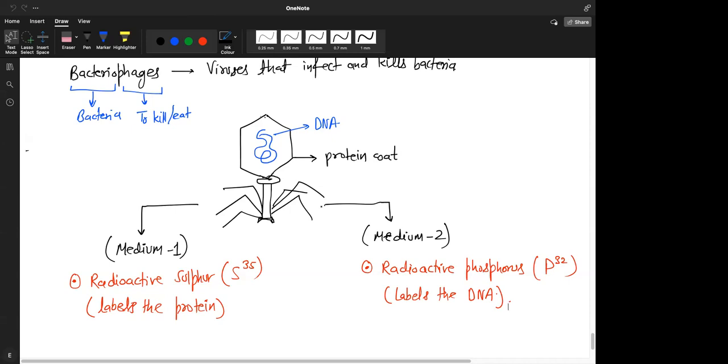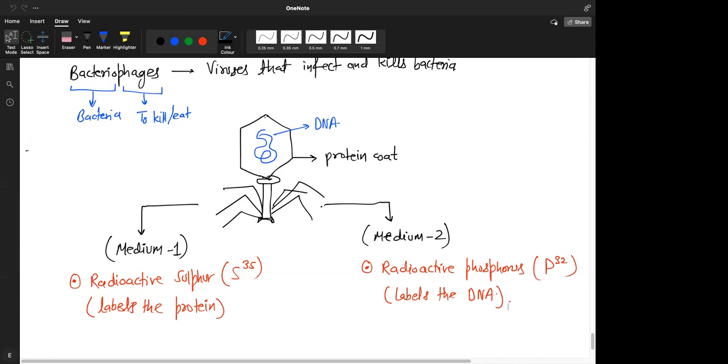Can you repeat again? Sorry, can you repeat again? Which one, the last sentence or this one? Yes, sir, the last. Okay. What was the last sentence, Fatima? Can you just tell me the beginning? Hershey and Chase cultured bacteriophage viruses in two different media. One containing radioactive sulfur and the other containing radioactive phosphorus.